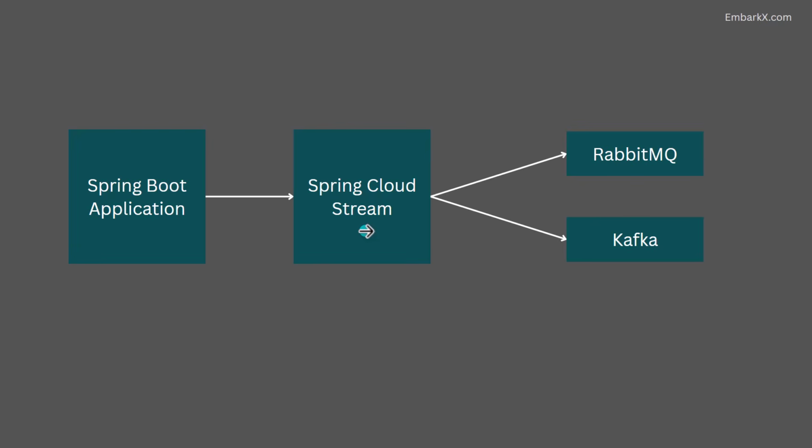Basically it sits on top of messaging middlewares via binders. So there are binders and it abstracts everything for you, and it makes your life much easier as a developer. Okay, so that's the benefit that Spring Cloud Stream provides. And I'll take you to the browser. We'll take a look at the project.